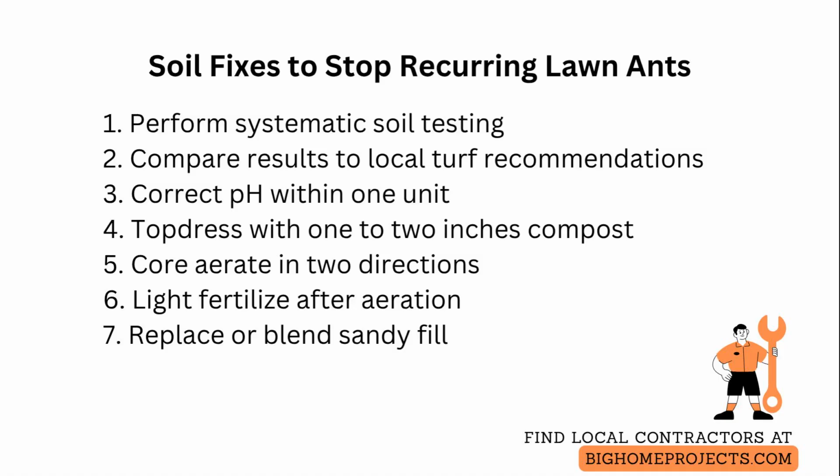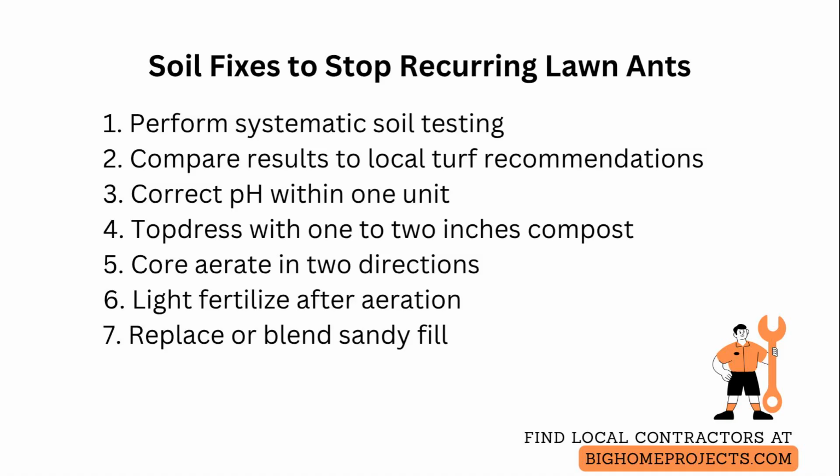Start by performing a systematic soil test across the yard using a home kit or a laboratory service to measure pH, nutrient levels, and organic matter, and compare results to local turf recommendations. If pH is off by more than 1 unit from the recommended range for your grass species, apply the appropriate lime or sulfur slowly and retest after 1 growing season.